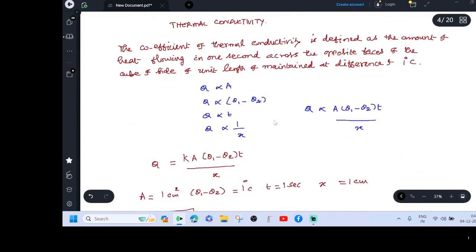Then the thermal conductivity. The coefficient of thermal conductivity is defined as the amount of heat flowing in 1 second across the opposite faces of a cube of side of unit length maintained at a difference of 1 degree Celsius. Q is proportional to area of cross section, proportional to difference of temperature, directly proportional to time, and inversely proportional to distance. If you compile all these things, you can get this equation. To remove the proportional sign, we have introduced a constant K.